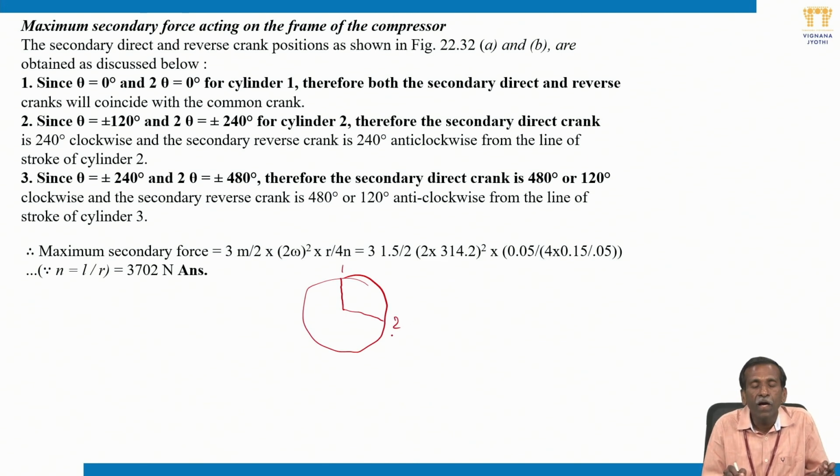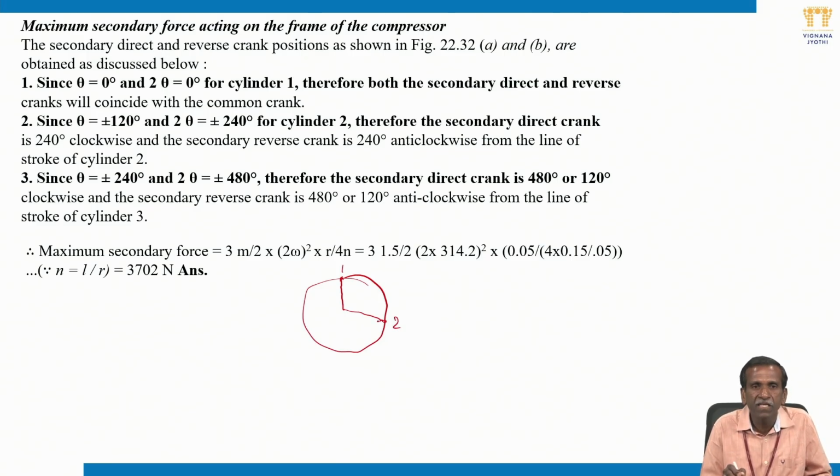I am talking about this secondary force balancing, and how much secondary force is unbalanced. You know that it is generally m r omega square by 4n into cos 2 theta, written as m r by 4n into 2 omega whole square cos 2 theta. That is the unbalanced force. So these direct and reverse cranks need to be balanced. To each crank position we are going to attach m/2 only.